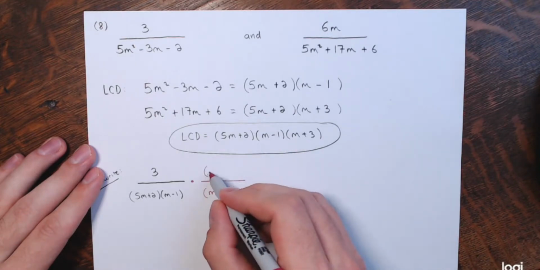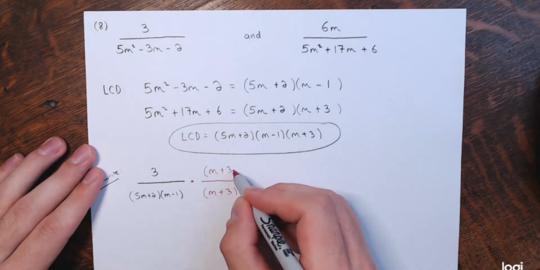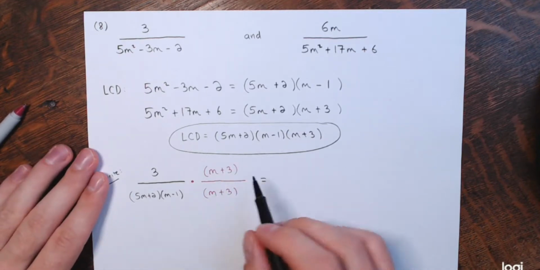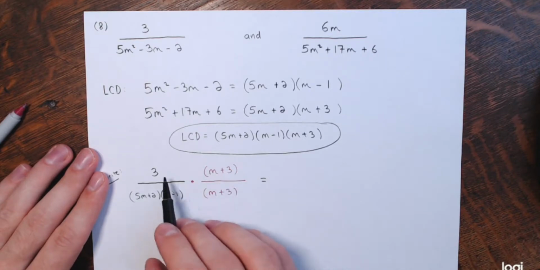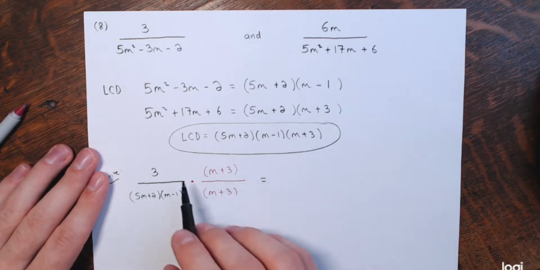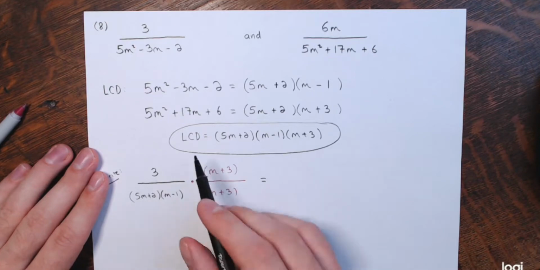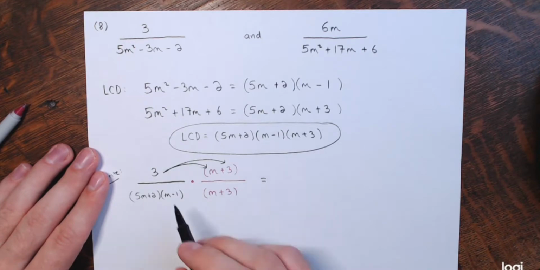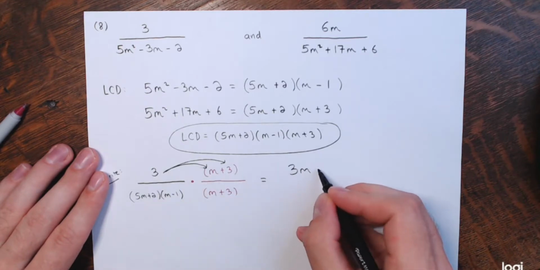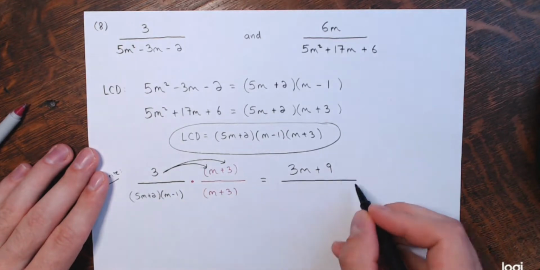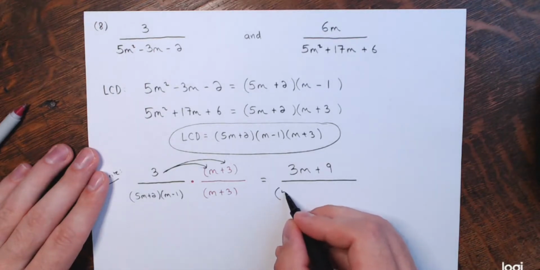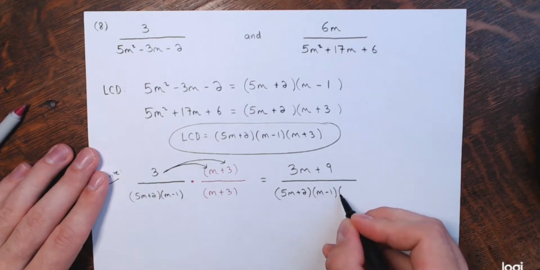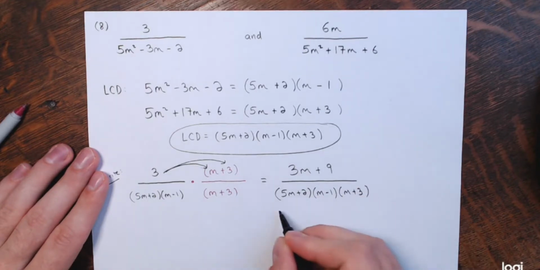And if I multiply the denominator by the quantity m plus 3, I must also multiply the numerator by the quantity m plus 3. Now you can leave it all factored like this, write the numerator as a product, the denominator as a product. But like I've been doing in every example, I like multiplying the numerator out, leaving the denominator factored. So we have 3m plus 9 for the numerator, and the denominator is the LCD 5m plus 2 times m minus 1 times m plus 3. Right, and there you go.